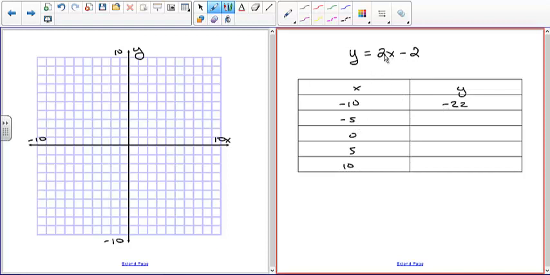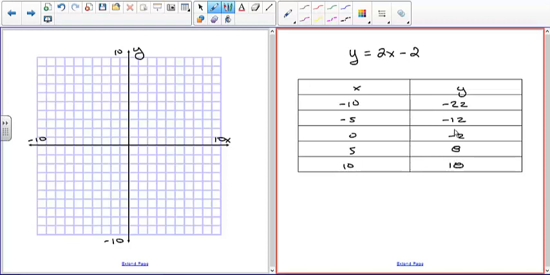-5 plugged in there, you'd have 2 times -5, which is -10 minus 2, that's -12. Put 0 in, you get -2. If you put +5 in, you get 5 times 2, which is 10, minus 2, which is 8. And put 10 in there, you get 20 minus 2, which is 18.